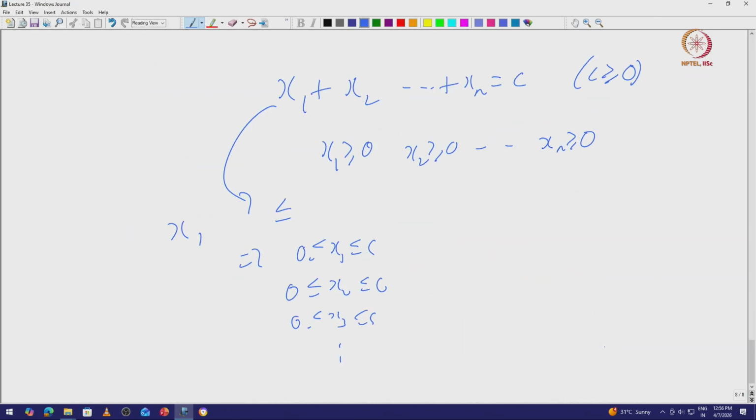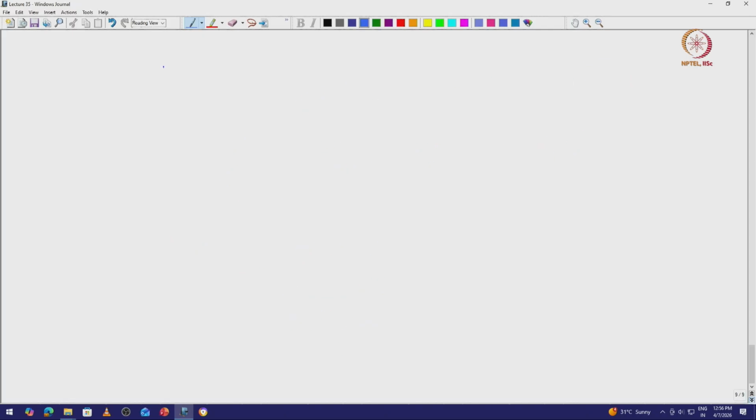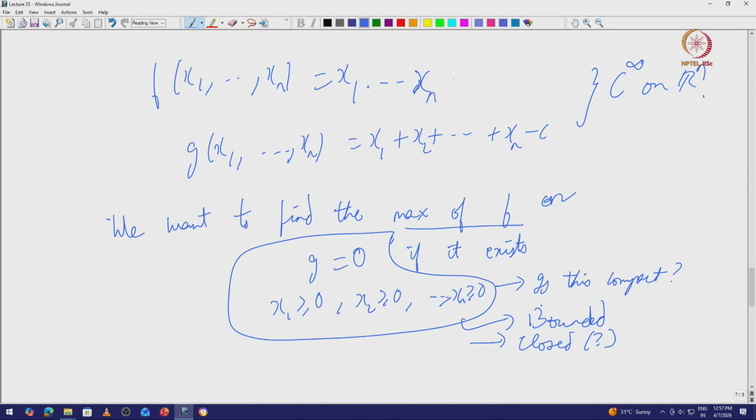Okay, so it's a compact set, which means f does assume a max. In fact, this compact set is contained within this rectangle 0 comma C cross 0 comma C and so on. Okay, so we don't need to look at the maximum of f over all x in Rn satisfying this. We just need to look at the maximum of f on this set where G is 0.